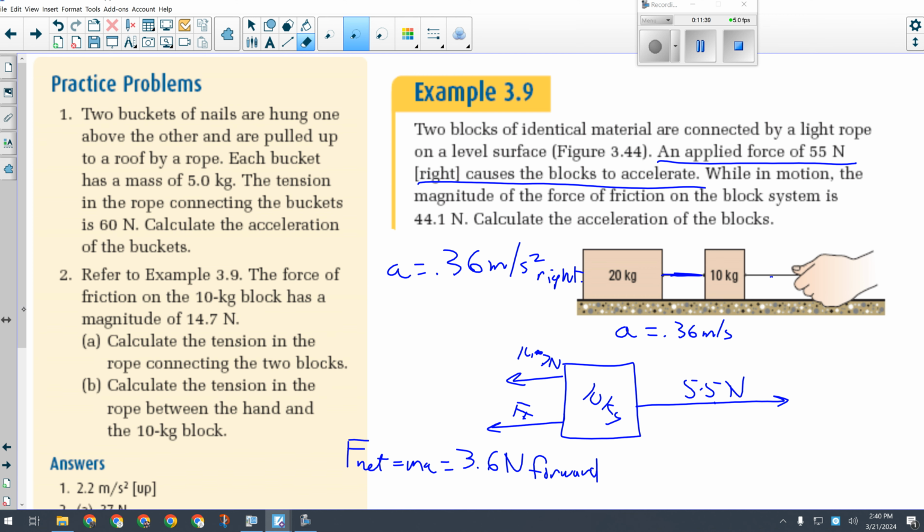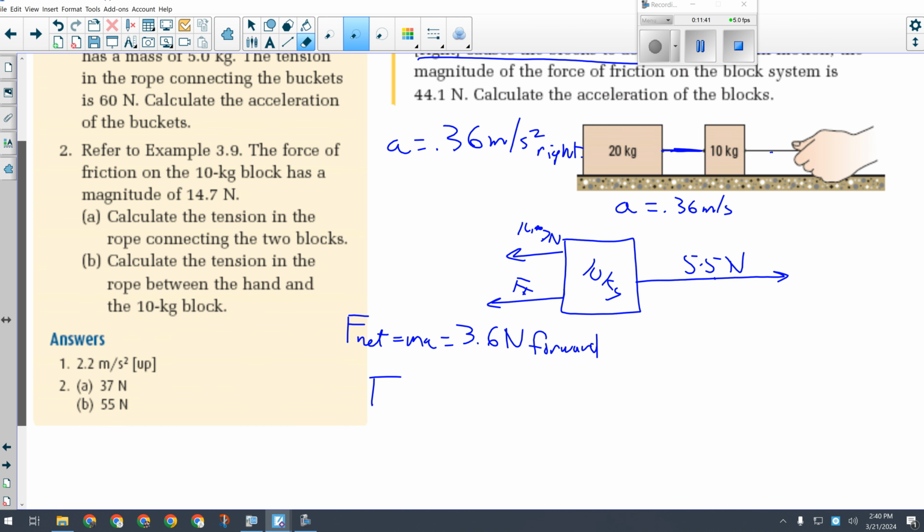So the next thing I do then is I write that F net equals the tension in the rope plus force of friction plus the applied force. That's the 55 newtons forward. So I'm going to subtract these 2 forces over to this side. I do have to keep in mind which ones are forward and backward because that's going to matter. So I'm going to have F net minus the force of friction minus the applied force equals the tension in the rope. Am I doing anything different than any of the other problems we've done?